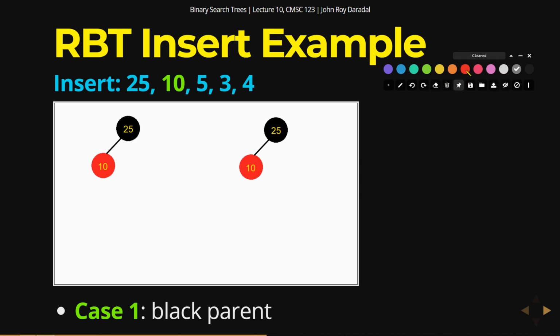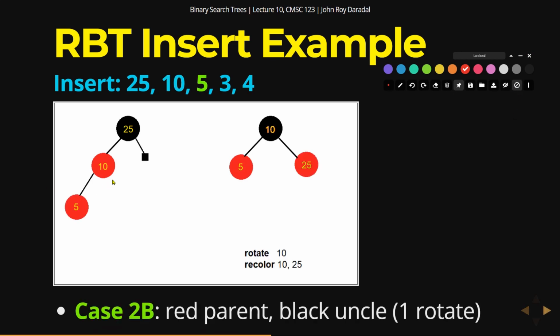Okay, now after inserting 10, we'll insert 5 next. So where will we insert 5? So we'll insert 5 here, right, to the left of 10. But if we insert 5 here, there will be a red violation. So what will happen there? So if we insert 5 here, there's a red violation. But let's check the uncle, right? The uncle is a null node, which is, as we know, null nodes are black. So this is case 2B.